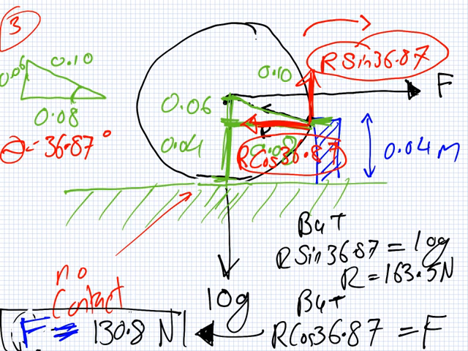Why 0.08? Pythagoras. We know 0.1 and 0.06, so you can know this. What's it in Chinese? Gou gu ding li? That's it. Yes.